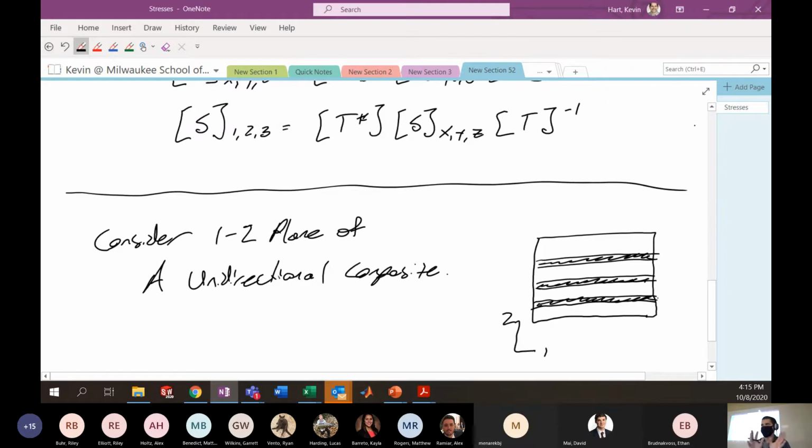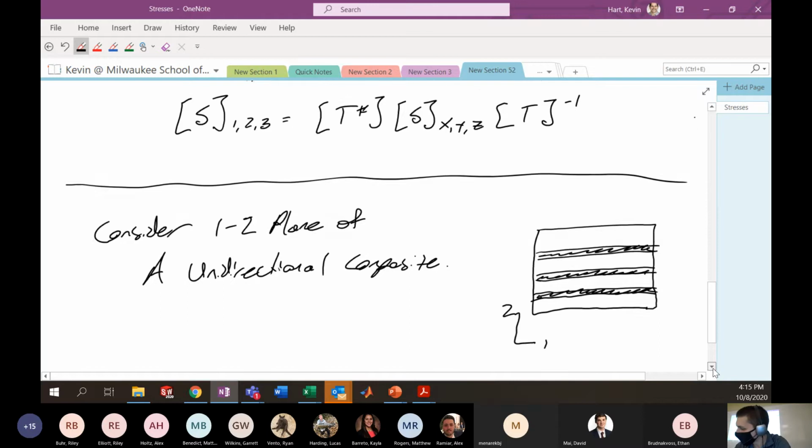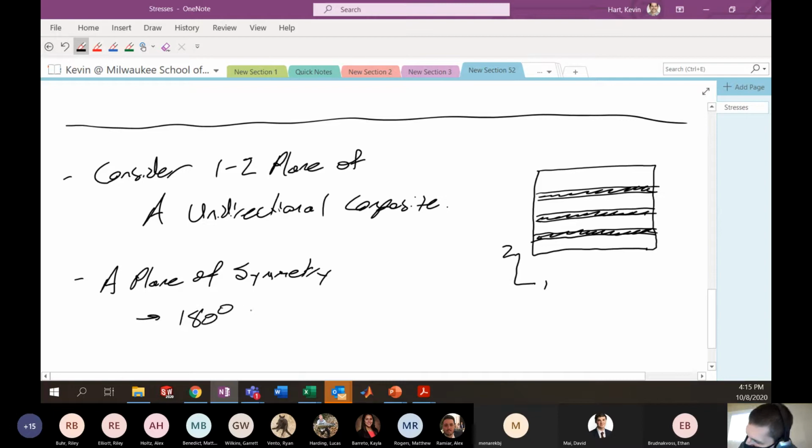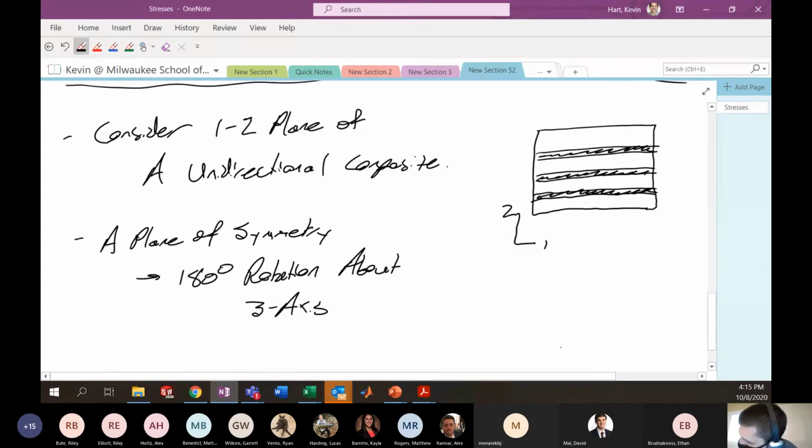We've talked about planes of symmetry and planes of isotropy. It's pretty easy to see here. This is a plane of symmetry. A 180-degree rotation about the 3-axis, which is coming out of the plane here, would leave the stiffness properties of this unchanged. Remember, we had a definition for plane of symmetry: a 180-degree rotation about the 3-axis leaves properties unchanged.